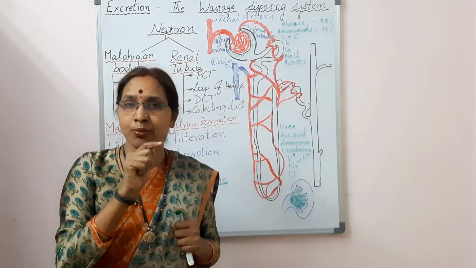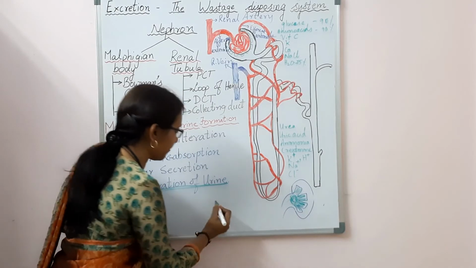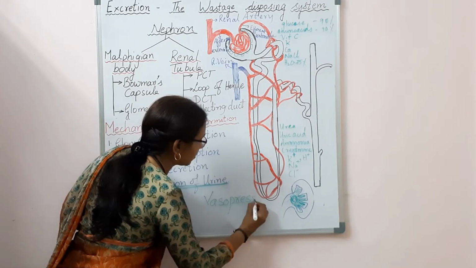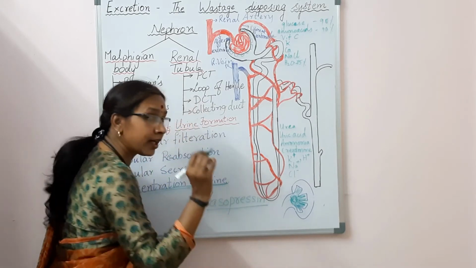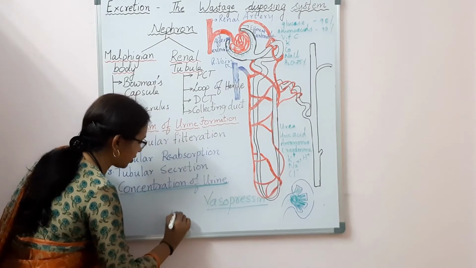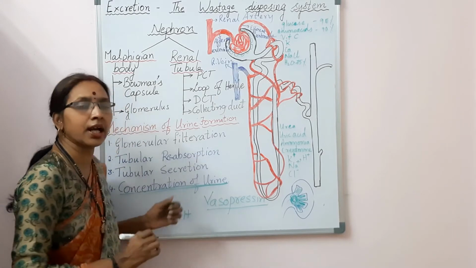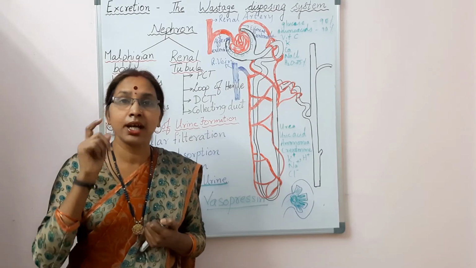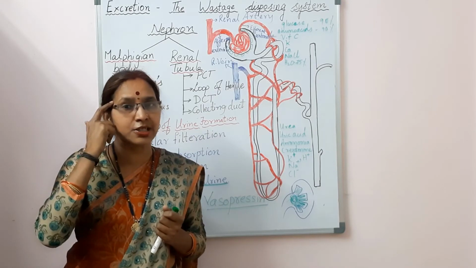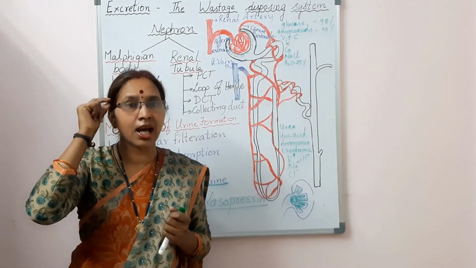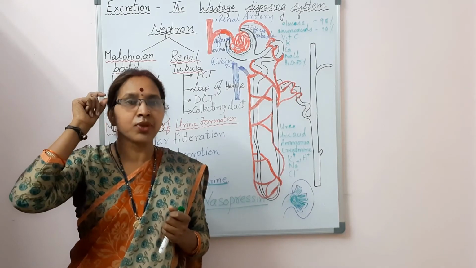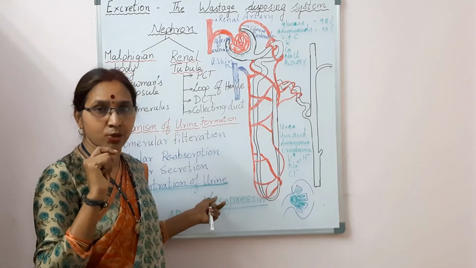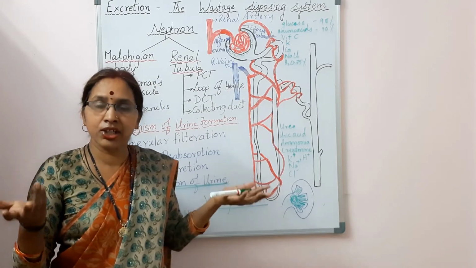and this concentration of urine takes place by a hormone known as vasopressin, or it is also known as ADH. ADH is antidiuretic hormone, and from where is this hormone secreted? It is secreted from the pituitary gland. This pituitary gland is a small pea-like structure present in our head area. So this pituitary gland secretes this hormone vasopressin, also known as antidiuretic hormone.